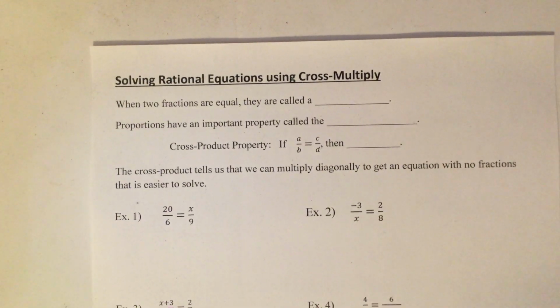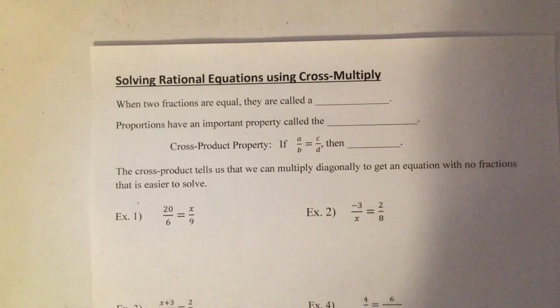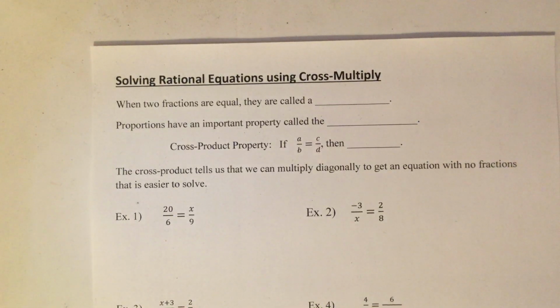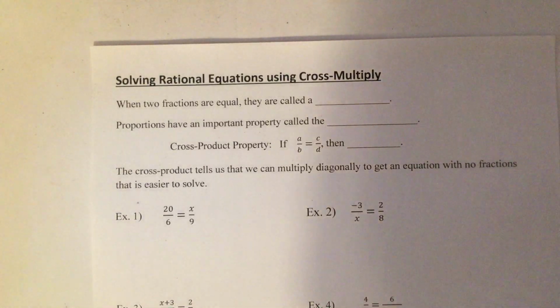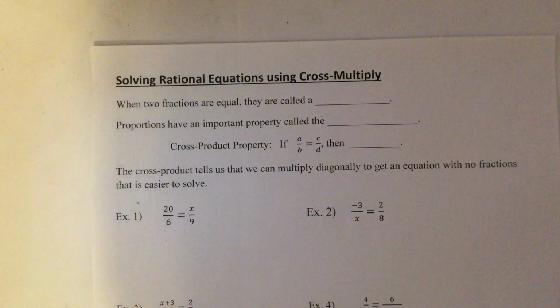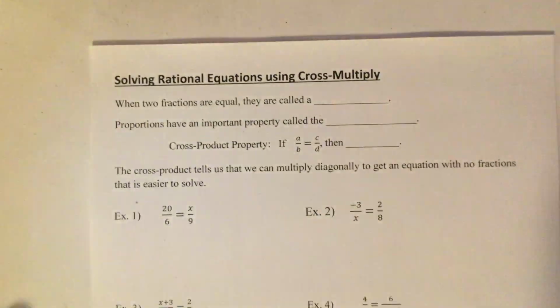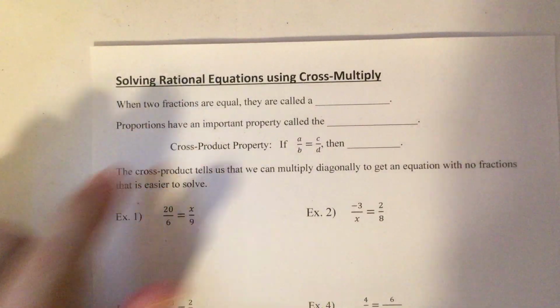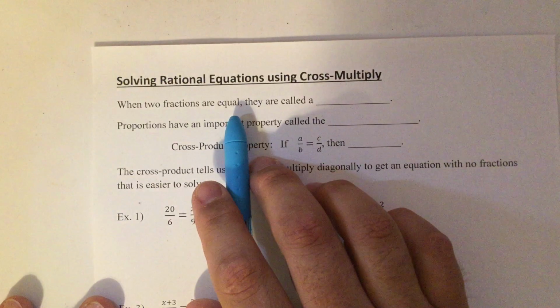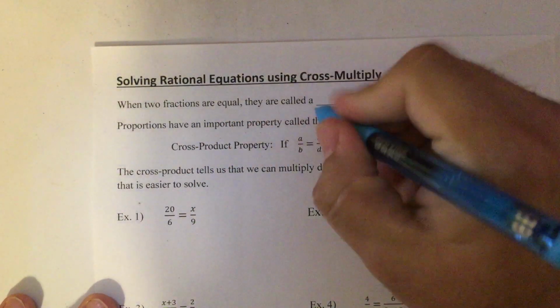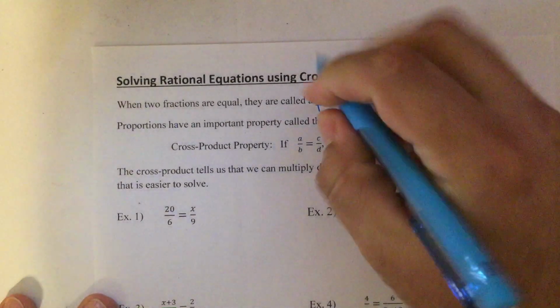Hello guys, today's lesson is going to be on solving rational equations using cross multiplication. You learned this a long time ago. We did this in geometry and probably did this in 8th grade math. But you're going to do this by using what we call proportions. And that's when two fractions are equal. They're called proportions, right? Like a ratio kind of.